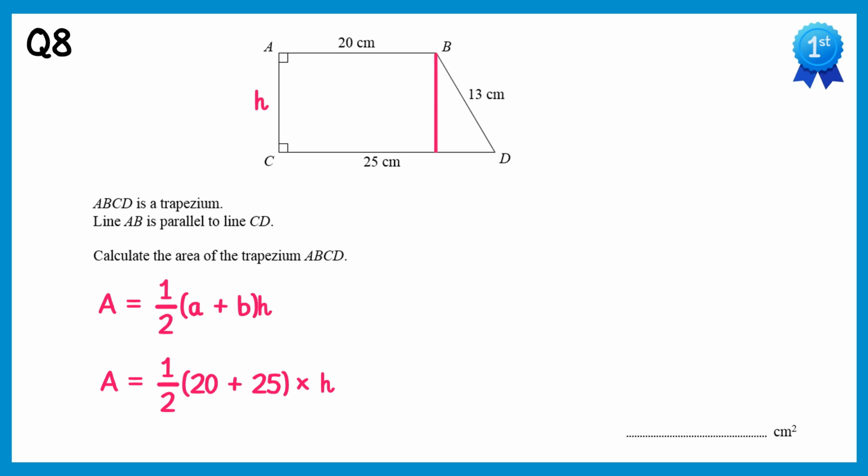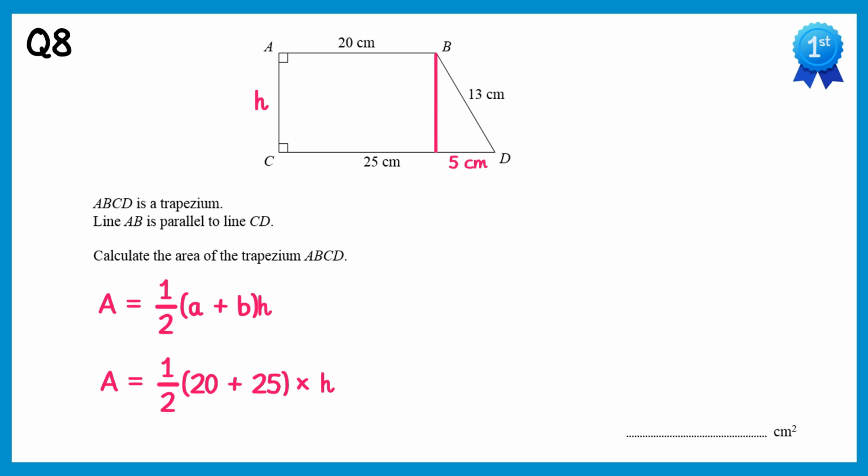If you now look at the bottom line CD, which is 25, and the top line AB, which is 20, the difference between these two lines must represent the base of the triangle. This means the base of the triangle is 5 centimeters, since 25 take away 20 is 5. We now have a right-angled triangle where we know 2 of the sides. We can find the missing side using Pythagoras.